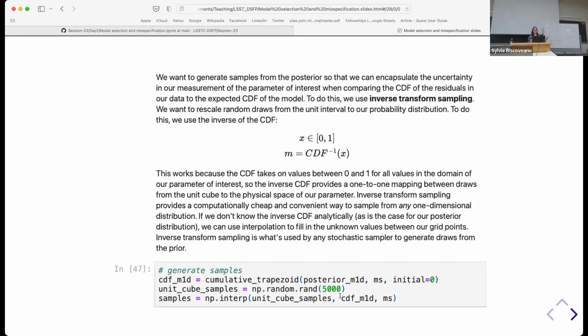Does this make sense? This is super useful. For example, in nested sampling, as you'll learn later in the week, nested samplers draw points from the prior by doing inverse transform sampling in most cases. So if you ever want to use a nested sampler, you're going to have to implement inverse transform sampling for your prior parameters.